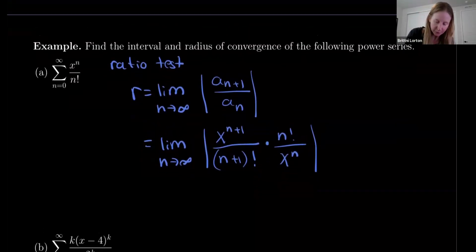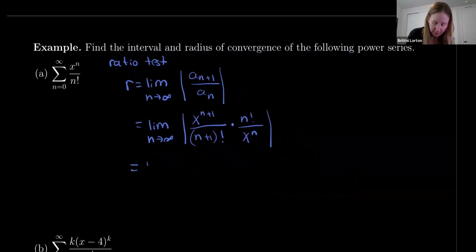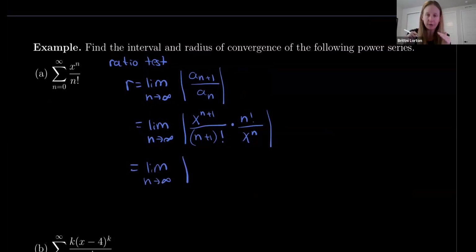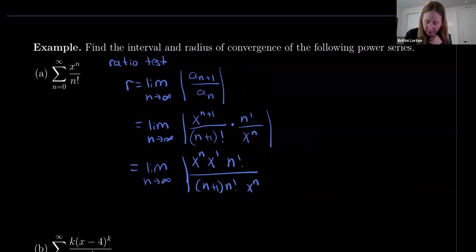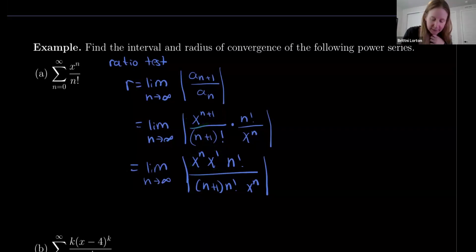Now we do the algebra. When I do the algebra, I'm going to give myself some space here. This becomes the limit as n goes to infinity, absolute value, x to the n, x to the 1, n factorial. And remember that n plus 1 factorial is n plus 1 times n factorial. x to the n plus 1, I broke up that exponent, and then I can see some things canceling.